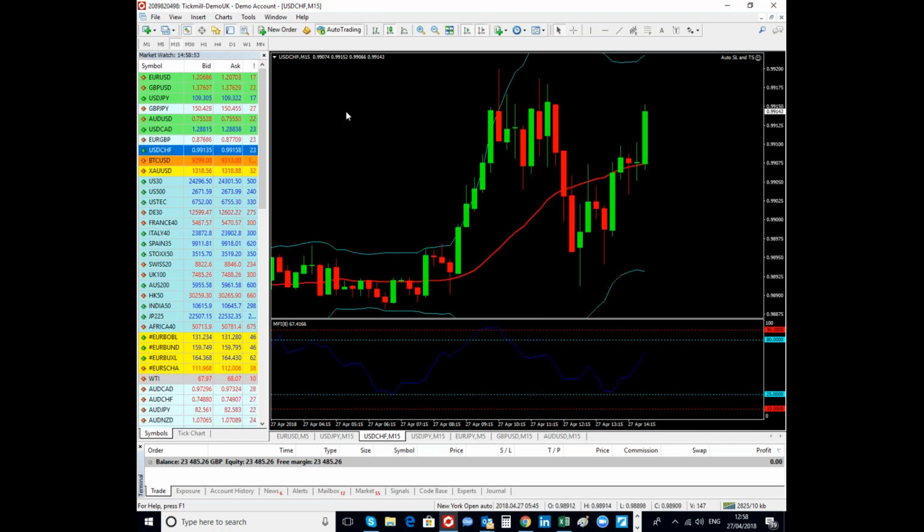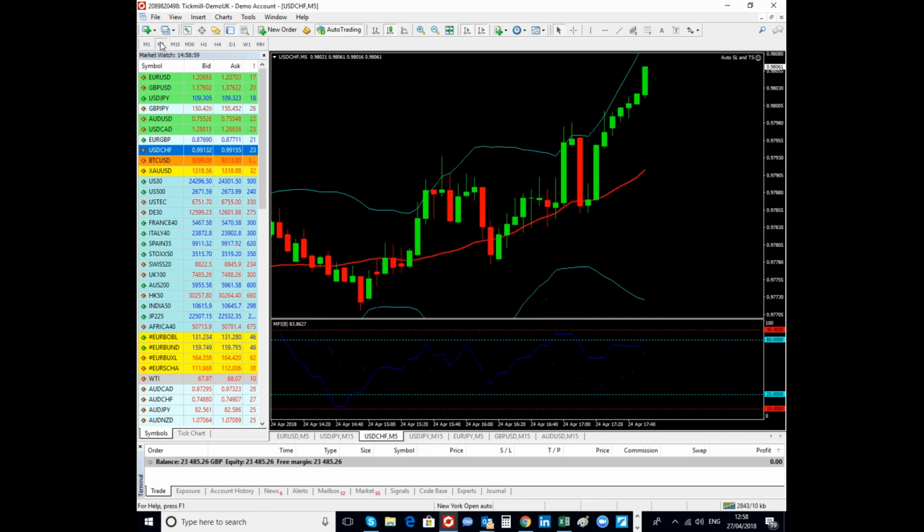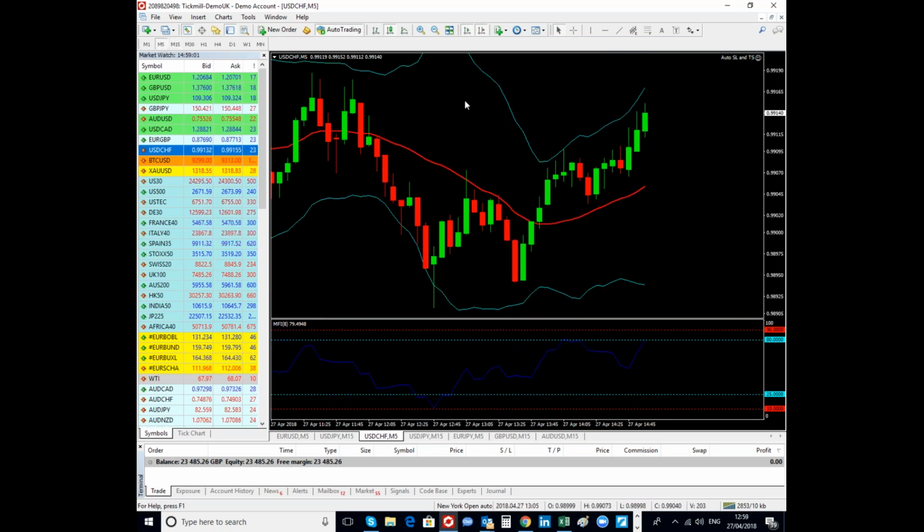Dollar Swiss. I'm looking to see if there's one that we can take. I'm thinking that we can take this one here in a minute. About 5 minutes. Oh, it's getting ready. Need that to push up. Just a bit more.